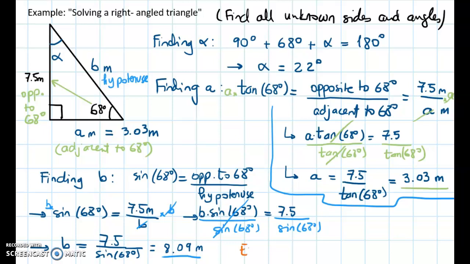As a little bit extra here, I want you to check that the lengths of the sides that we found are correct, because you're going to check that they verify the equation from Pythagoras' theorem, so that 7.5 squared plus, here we have an approximation so we may not get exact values, 3.03 squared has to be equal to approximately 8.09 squared. So check this.